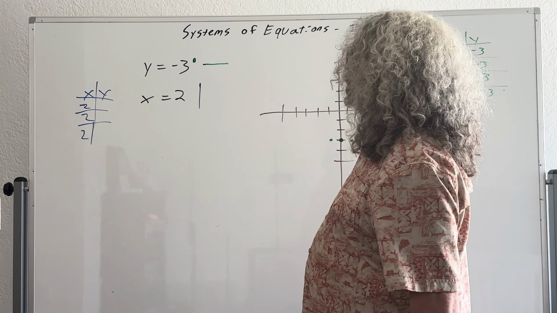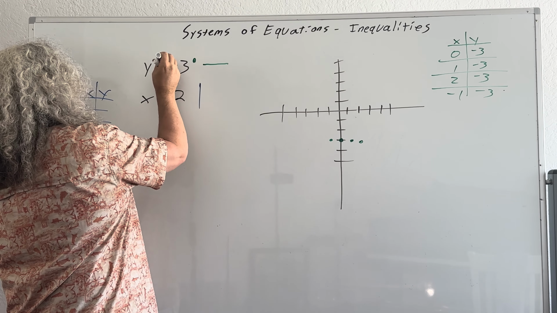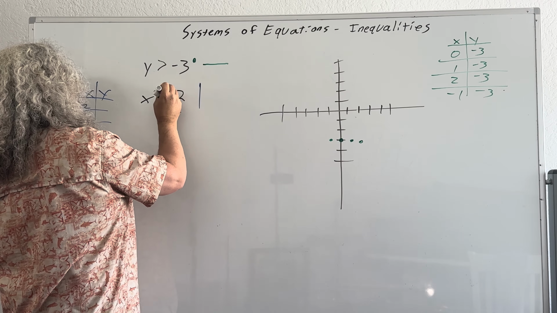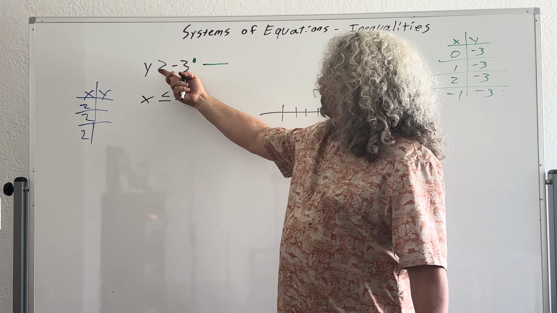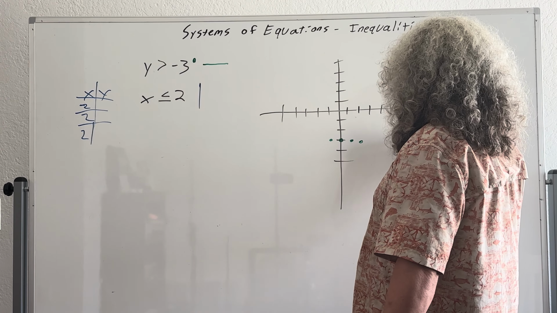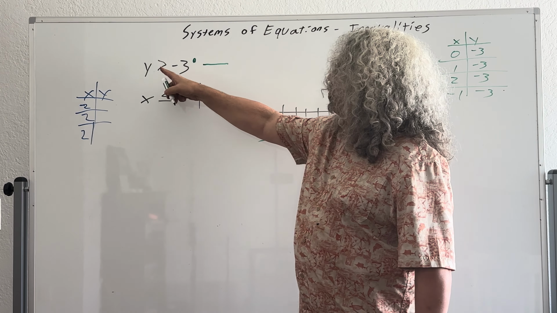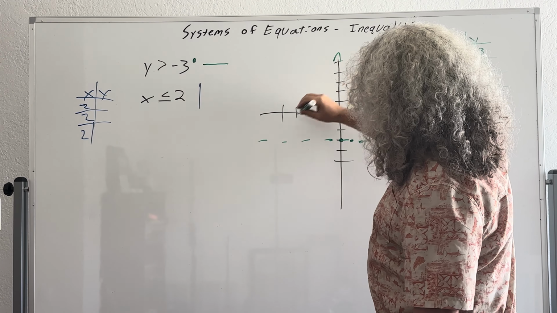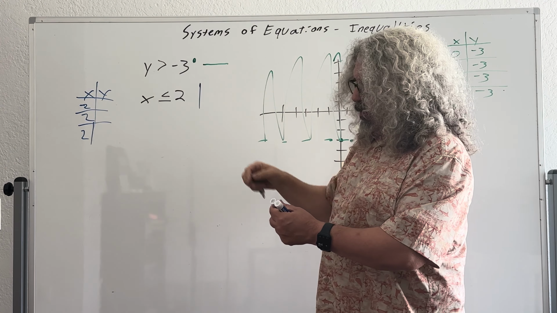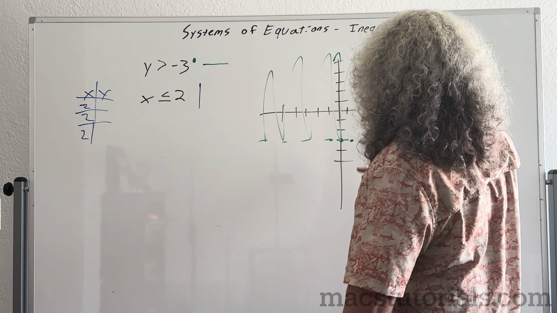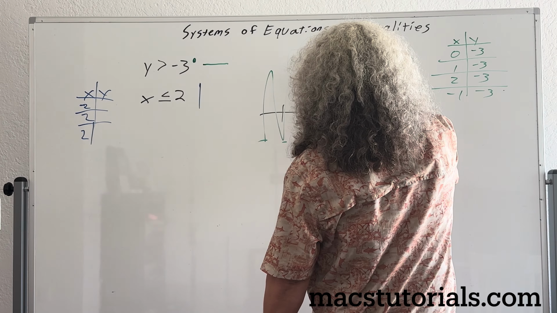Oh, I wrote an equal sign. I'm so sorry, guys. Let's make this one greater and let's make this one less or equal, okay? So now, if it's greater, it doesn't have the equal, that means it's going to be the dashed line. Dash, dash, dash. And the y's are greater going this way, so it's all going to shade in this direction. On this one, I'm going to find my 2, which is right here, and that's going to be a solid line.